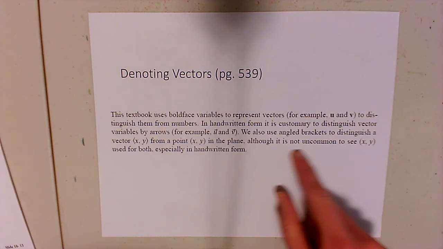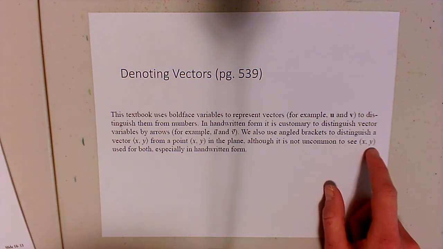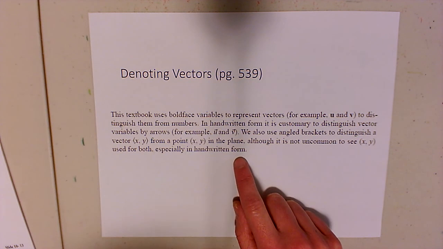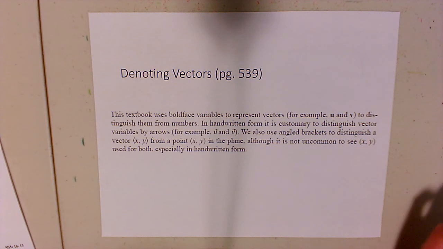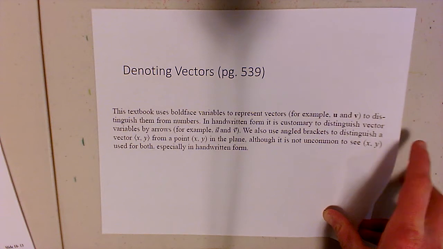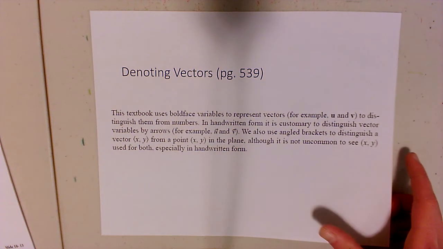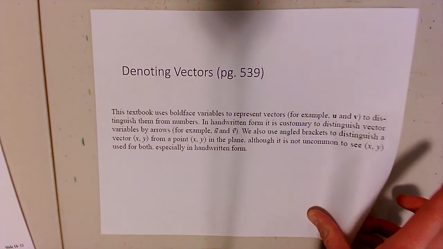And then it has this disclaimer. It's not uncommon to see (x, y) in parentheses used for both, especially in handwritten form. So some people will write out their vector using the parentheses instead of the angled brackets. I try to avoid that just for confusion's sake, but some people get away with it. I think on the AP exam, they're pretty clear about what's a vector and what's not.